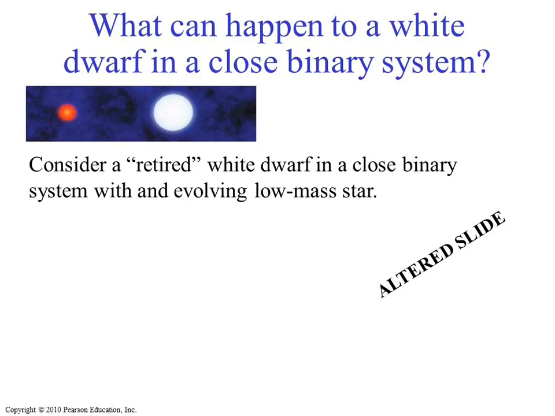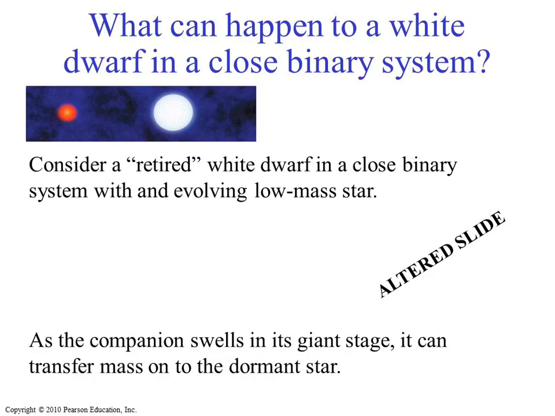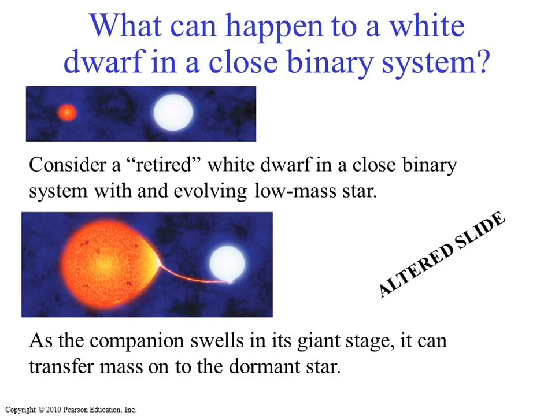It's a little bit off the screen, but consider a white dwarf and a lower mass star. The white dwarf is retired; the lower mass star is not retired. As that lower mass star evolves, like we said on the test, when its core runs out of hydrogen to fuse into helium, its core is going to contract and its outside is going to expand. Of course, we call that a giant. And in its giant stage, it's so swollen, and there's actually a mathematical region, we know where that sweet spot is, that it can transfer material onto its retired white dwarf.